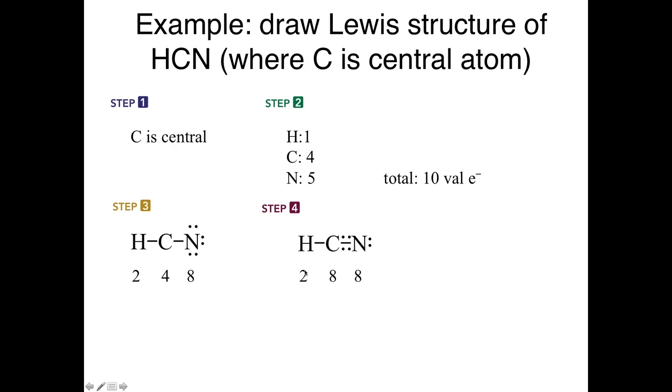Hydrogen still has 2 electrons, so the duet is good. Carbon has 1, 2, 3, 4, 5, 6, 7, 8 electrons, so it has an octet. Nitrogen has 1, 2, 3, 4, 5, 6, 7, 8, also an octet, so everybody's happy. Again, there are 6 electrons between carbon and nitrogen, or 3 pairs of bonding electrons between carbon and nitrogen.